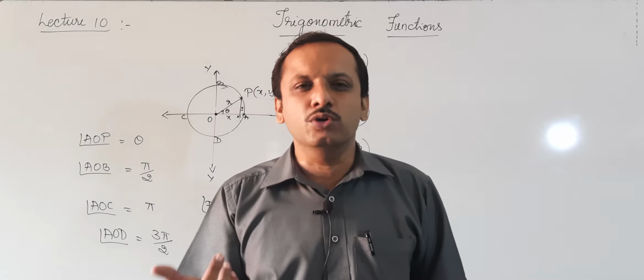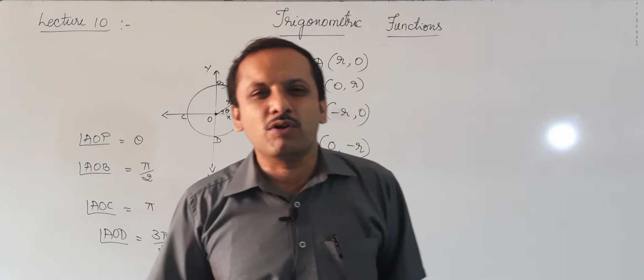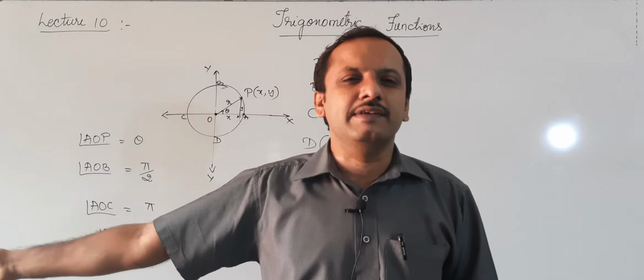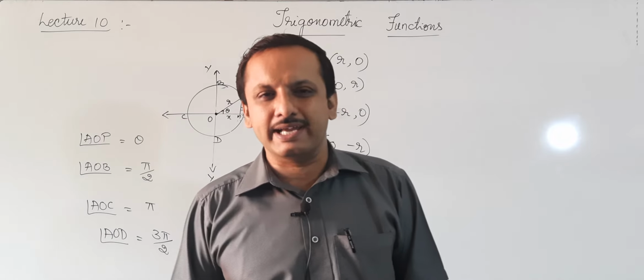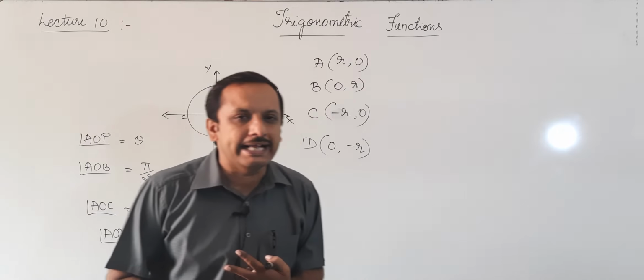Pi by 2 into 2 will give you pi, that is nothing but 180 degrees, that is a quadrant angle. Pi by 2 into 3 will give you 3 pi by 2, that is another quadrant angle.